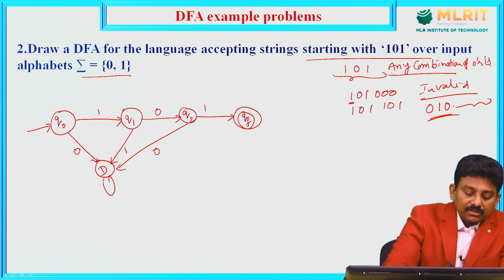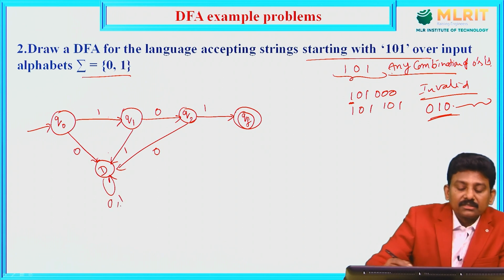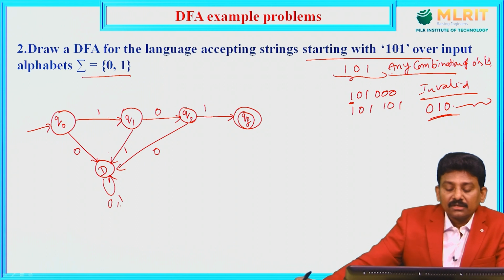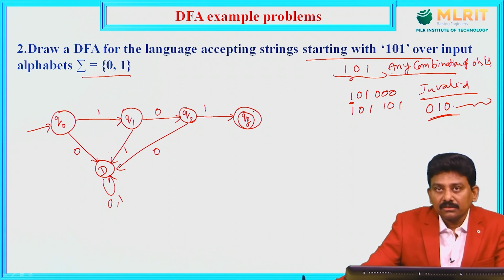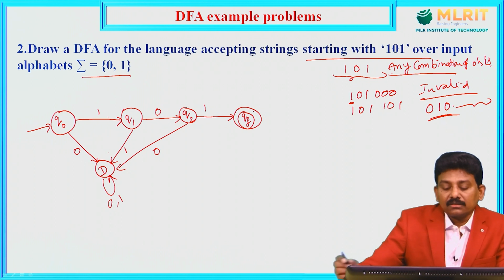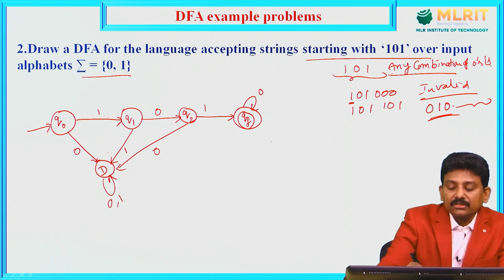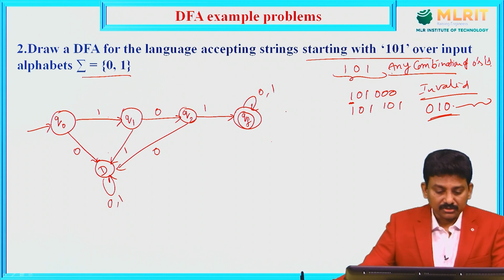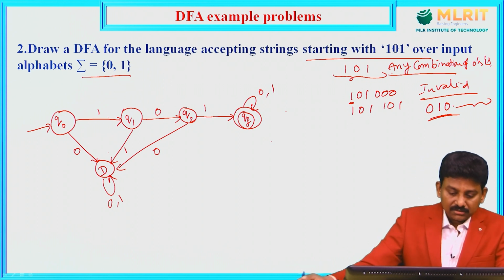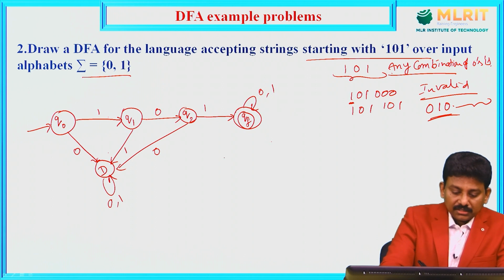Once you reach the dead state, for any number of zeros and ones, stay in the same dead state. Once you reach the final state, that means we have seen the first three symbols in the order 101. Afterwards, for any combination of zeros and ones, you can read as many zeros and ones as possible. This is the transition diagram.